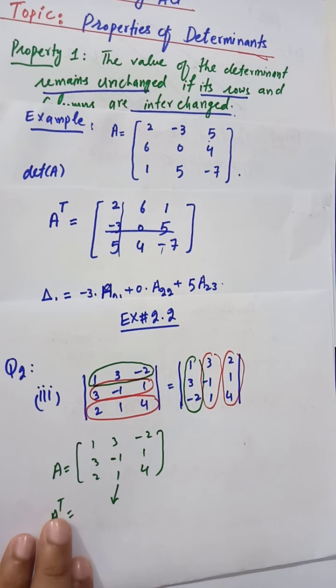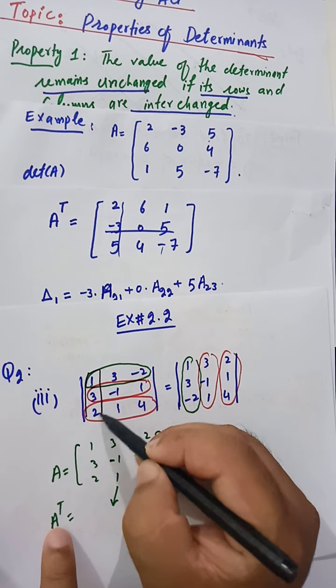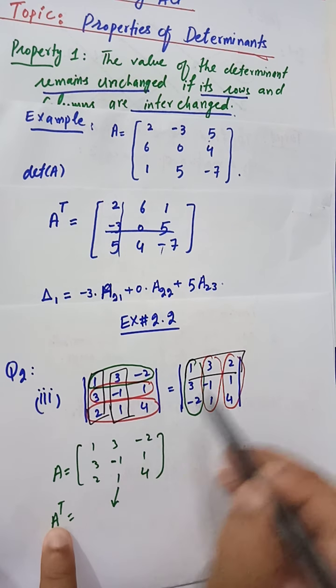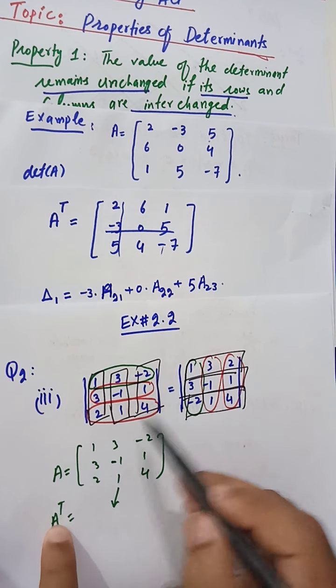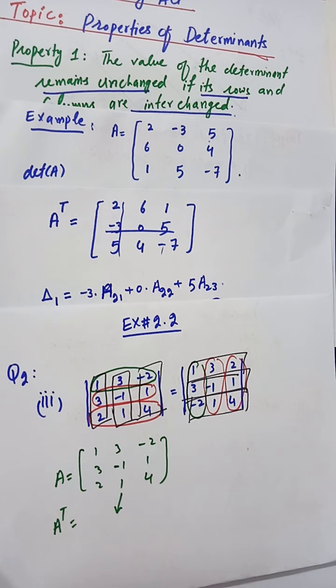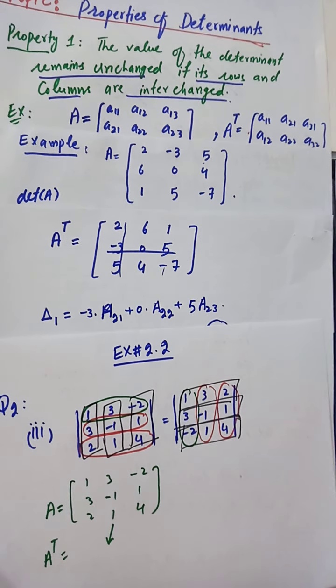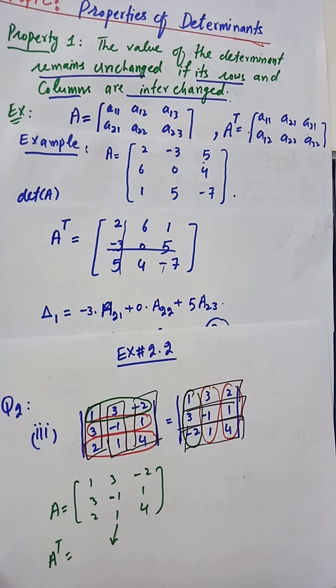And now you see that this is the first column, so here it is the first row. The second column here is a second row. The third column here is a third row. So you see that in these two determinants, rows and columns are interchanged. Property number 1 says that the value of the determinant will remain unchanged if rows and columns are interchanged. So that's why these two determinants are equal.